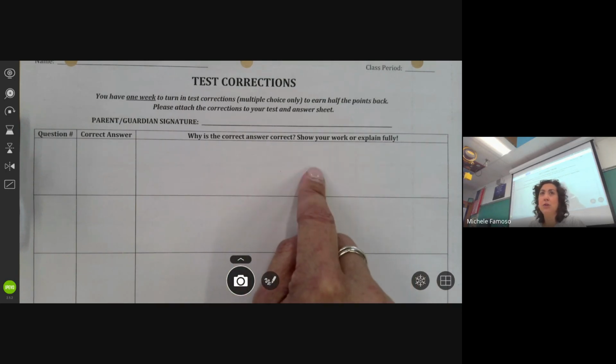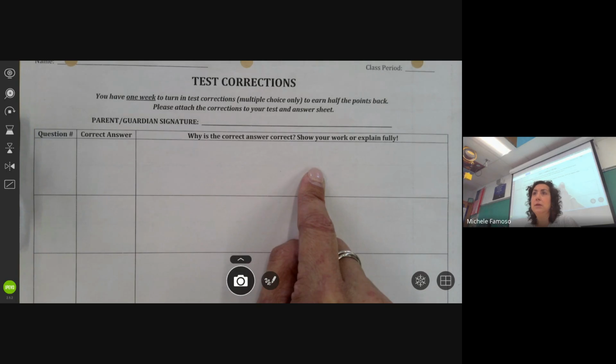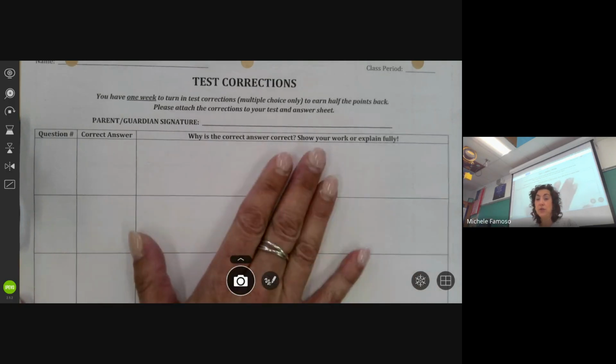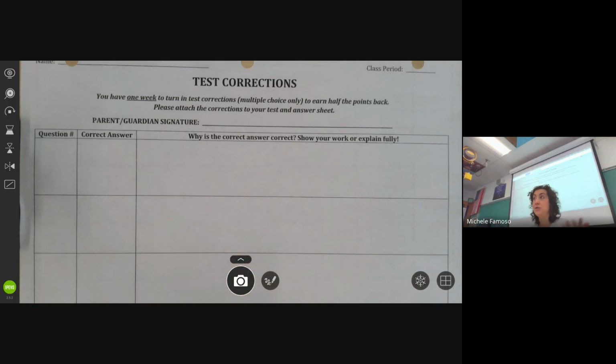Okay, and it shouldn't be hard. Talk to people who got it right. What did they know to get it correct? Look in your notes. Look at the quizzes we've done. A lot of the questions on the test were on a quiz or very similar to them. And I gave you full explanations for all your quizzes. So that gets stapled to your test. You turn it in by next Friday. I'll give you half the points back, and that's it.